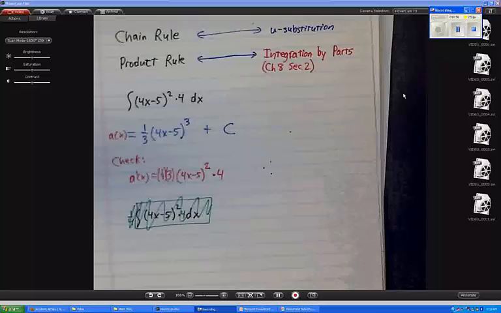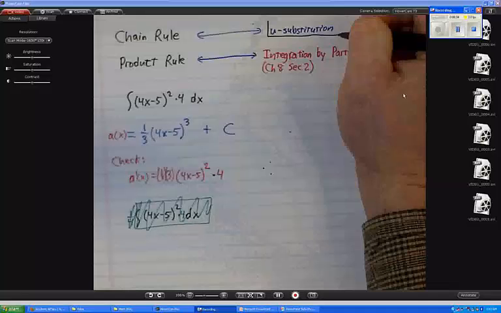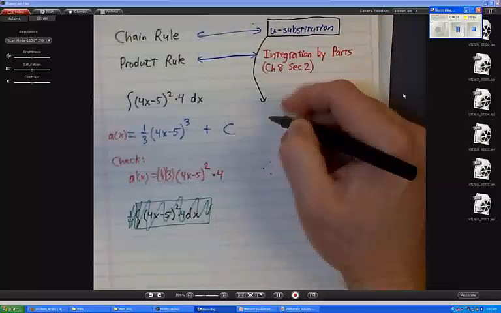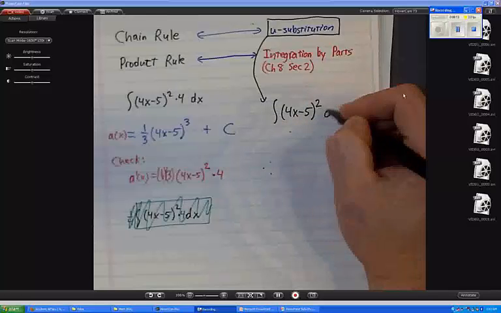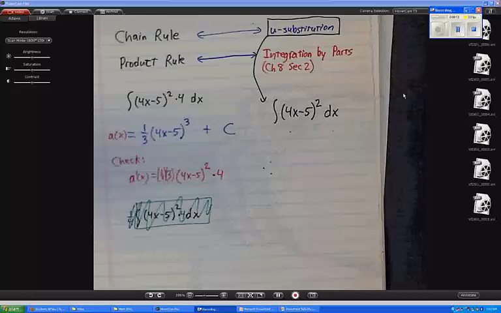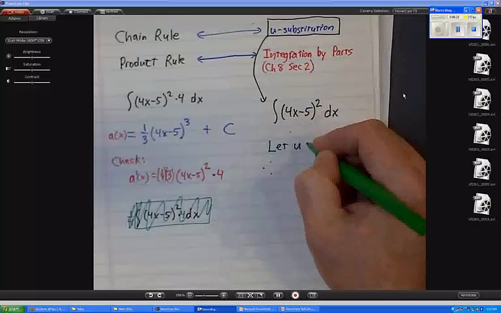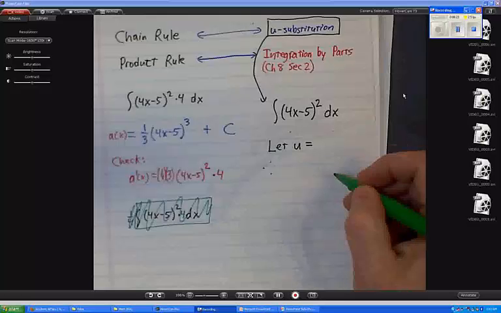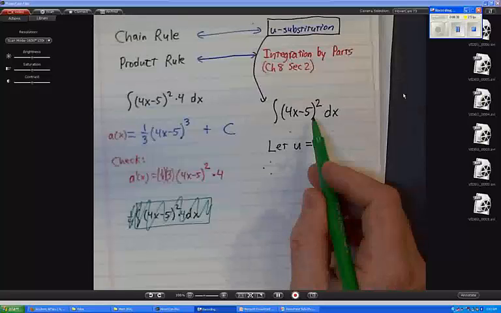Let me show you the slow motion or the substitution way to do the same problem. Use substitution. So, why don't I go ahead and take the problem we were just talking about: 4x minus 5 squared dx. What I'm going to do is change variables. I'm going to say let u equal what's in parentheses here, 4x minus 5.